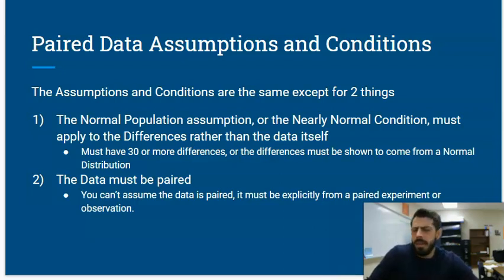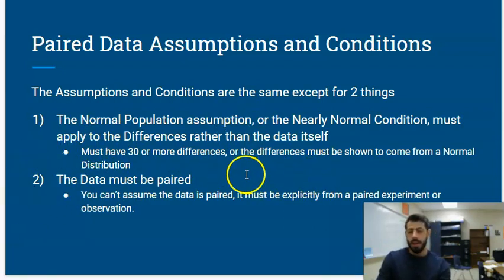They're mostly the same. You have to make sure your data comes from a normal population, just like before, or that it's nearly normal. But that has to apply to the differences rather than the data itself. So if you're checking to see if the normal condition is met, rather than checking the two different populations, you have to check to see if the difference is approximately normal, which, if you have 30 or more differences, it's going to be anyway, or the differences must be shown to come from a normal distribution.